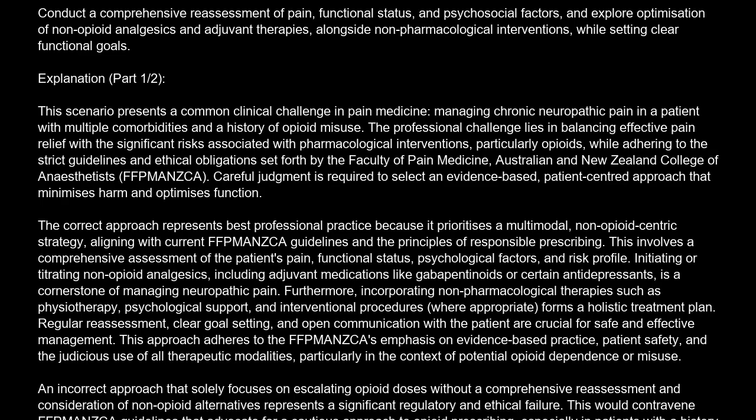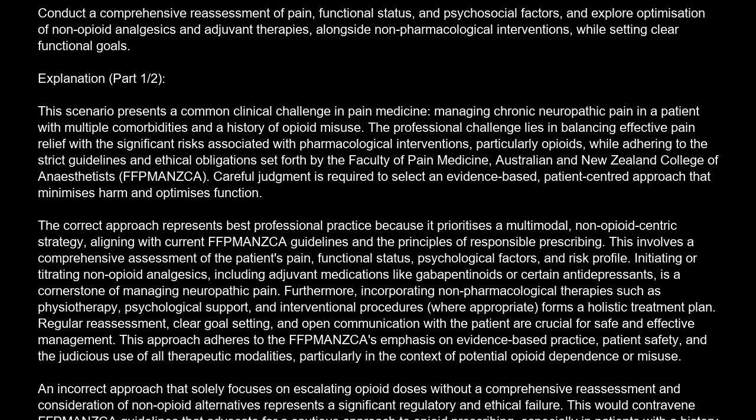The correct answer is B. Conduct a comprehensive reassessment of pain, functional status, and psychosocial factors, and explore optimization of non-opioid analgesics and adjuvant therapies, alongside non-pharmacological interventions, while setting clear functional goals.